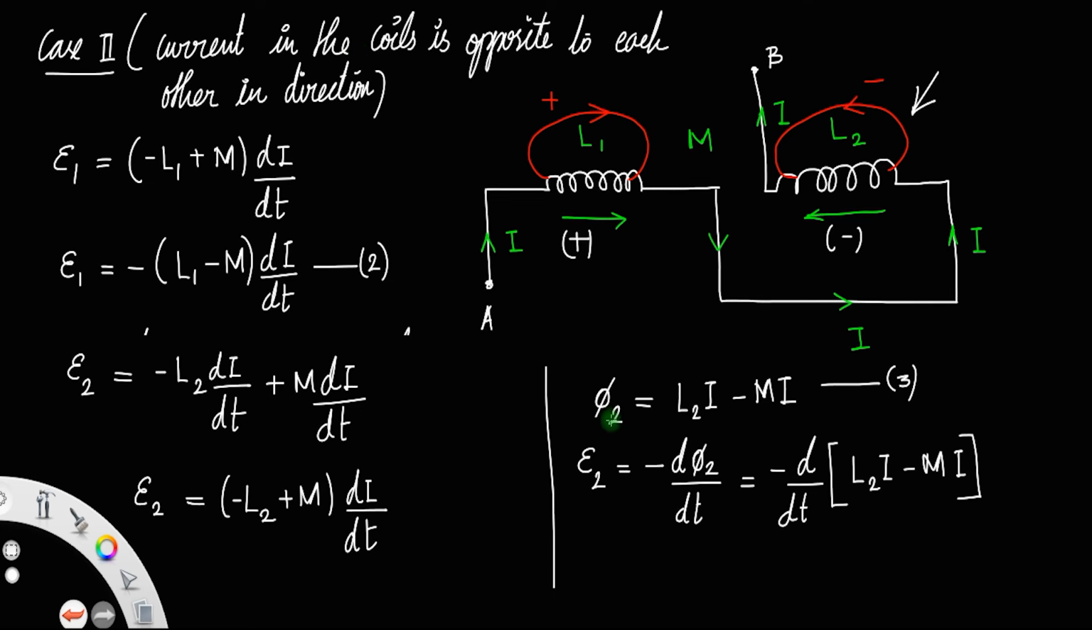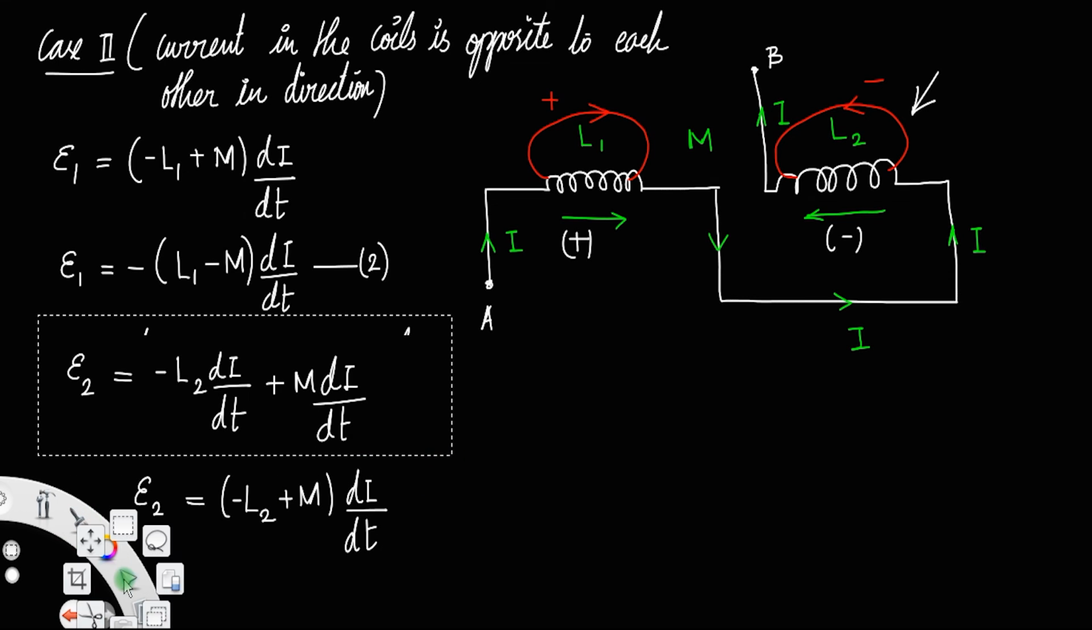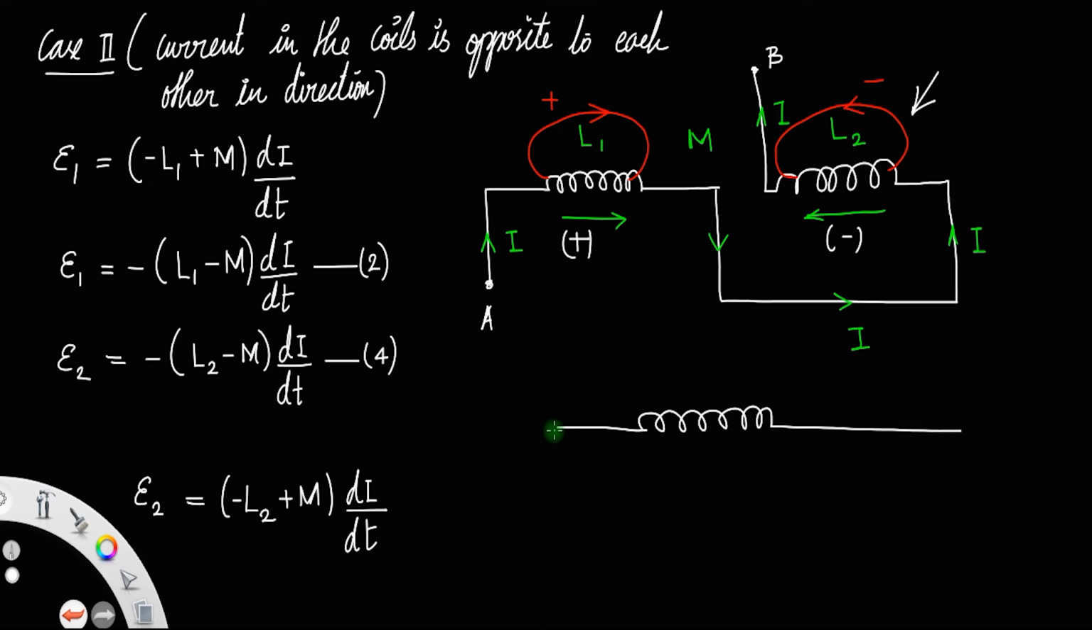And if I put the negative sign outside, this equation will become, let me write here, E2 is equal to minus of L2 minus M di by dt. Let's call that equation number 4. See, this minus and plus will become minus, and minus will become plus. So these are the EMFs induced in the coils. Now what I'm doing is, I'm replacing these two coils, as we said before, using a single coil such that the effect remains the same.